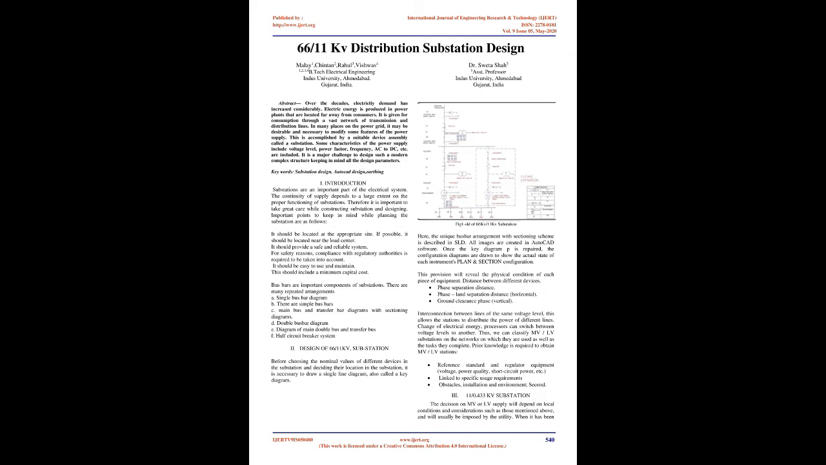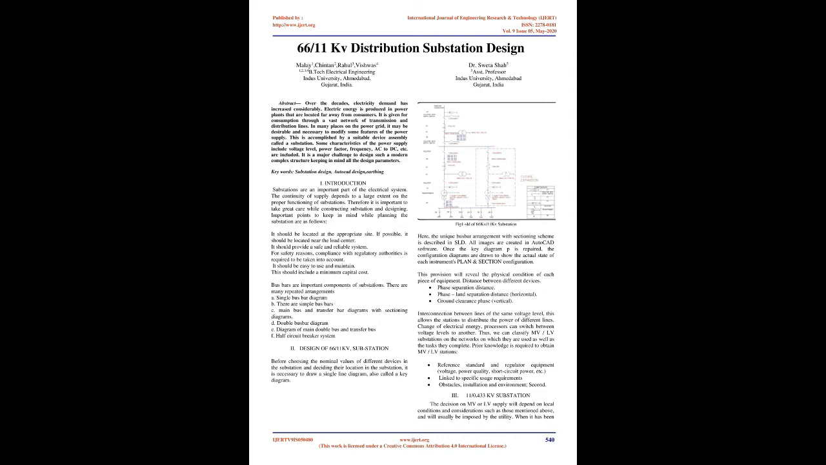Once the key diagram is prepared, the configuration diagrams are drawn to show the actual plan and section configuration of each instrument. This will reveal the physical condition of each piece of equipment: distance between different devices, phase separation distance, horizontal, ground clearance phase, vertical. Interconnection between lines of the same voltage level allows the stations to distribute the power of different lines. Change of electrical energy: transformers can switch from one voltage level to another.